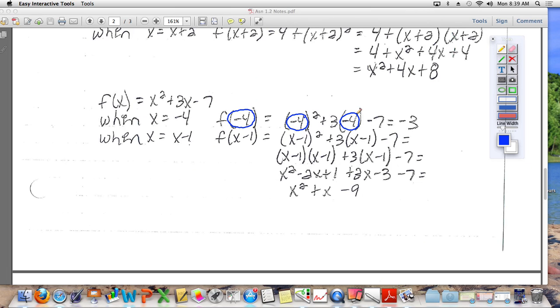I gave you another example like I did above, where you're replacing x with a binomial, x minus 1. So find the value of the function when x is x minus 1. So I have x minus 1 squared, and then I had to replace this x in our function rule with x minus 1 again.